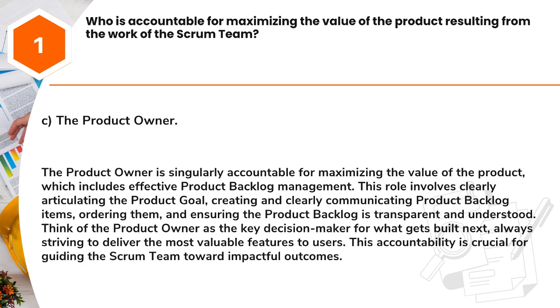The product owner is singularly accountable for maximizing the value of the product, which includes effective product backlog management. This role involves clearly articulating the product goal, creating and clearly communicating product backlog items, ordering them, and ensuring the product backlog is transparent and understood. Think of the product owner as the key decision maker for what gets built next, always striving to deliver the most valuable features to users. This accountability is crucial for guiding the Scrum team toward impactful outcomes.